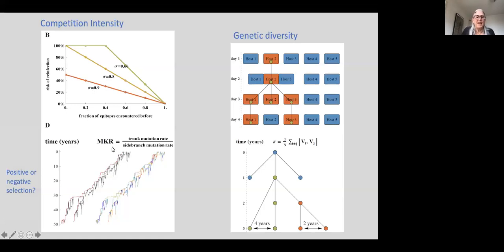I did place down here a quantity that tells you whether we are seeing some positive or negative selection in the system. We adapted an index from McDonald-Kreitman to look at selection. Here we basically compute the mutation rates on the trunk of the tree compared to the rate of mutations on the side branches. The side branches are those that will go extinct, as you see here in black. From the end of the simulation, you can trace back the trunk. Those are the ones that have become fixed in the system. And so when this ratio is bigger than one, we have positive selection. When it is below one, you have negative selection of mutations.